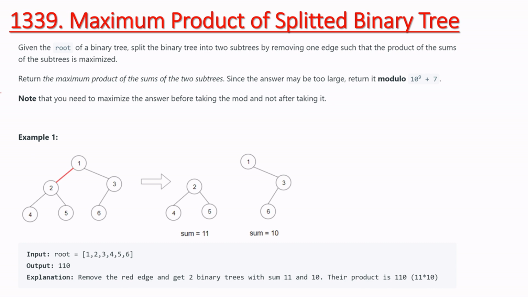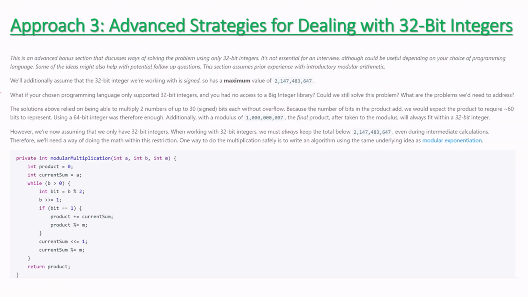So let's understand another approach of the maximum product of splitted binary tree, approach 3, in which we are going to understand the advanced strategy for dealing with 32-bit integers, right. It says that this is an advanced bonus section that discusses a way of solving the problem using 32-bit integers. So it's not essential for an interview, although it could be useful depending on your choice of programming language. Some of the ideas might also help with potential follow-up questions, and this section assumes prior experience with introductory modular arithmetic.